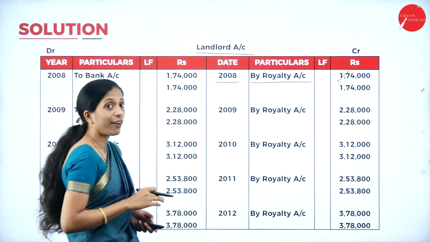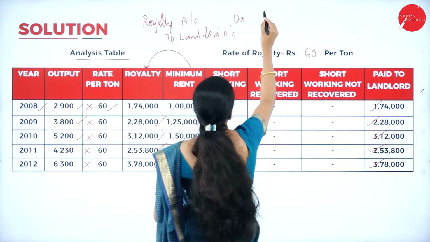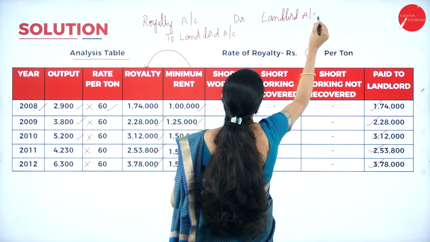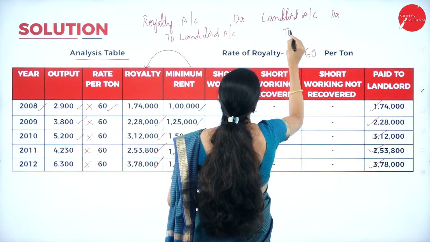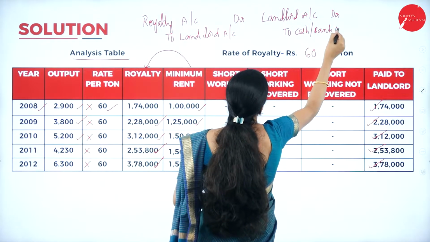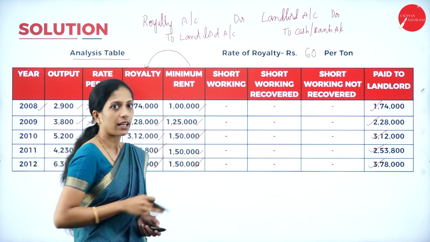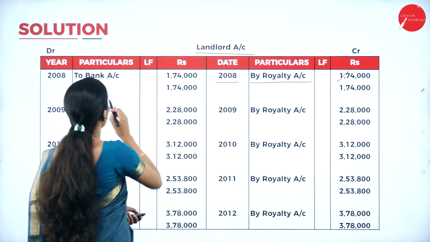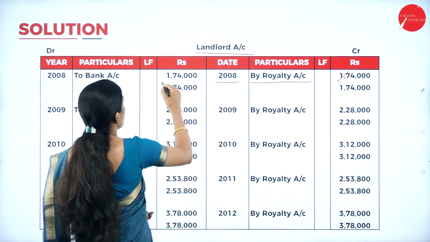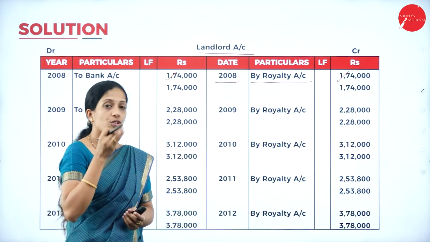Next, the second entry is for payment of amount to the landlord. So your second entry will be landlord account debit to cash or bank account. So how do you write in the landlord account? That is to bank account, or you can write it as to cash or bank account. How much? 1,74,000.